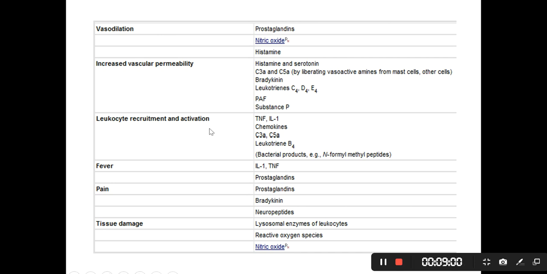Then the next was the cellular phase event, like leukocyte recruitment and activation, which is done by tumor necrosis factor, interleukin, chemokines, all these things. And fever, pain, and tissue damage are the systemic reactions. What happened because of the inflammatory process is done by these chemokines. This is just for your knowledge to help you understand why we need to know about the chemokines, and what procedures they are helping in.